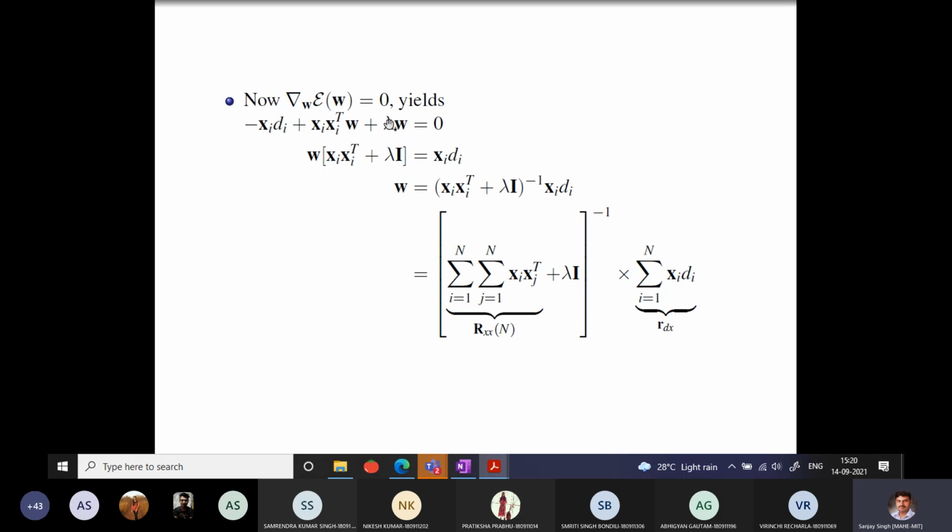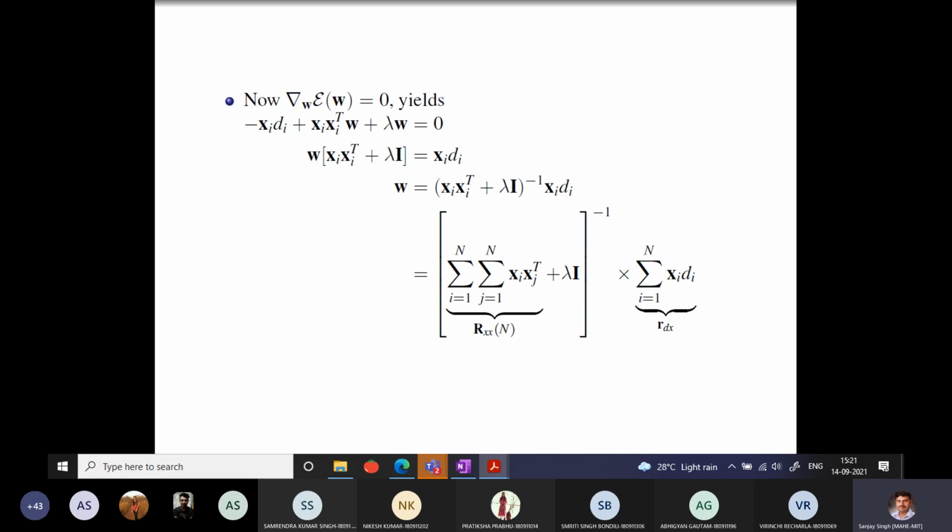So simply if I take W, lambda you cannot leave it alone. The identity matrix has to be there, right? And this goes there. So W equals (X X^T + lambda I) inverse X_i d_i. So this is the weight estimation for a single case.